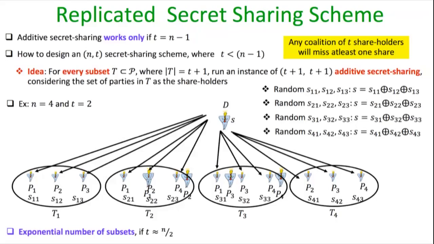Now for the second group, my participants are P1, P2, P4, and I assume that P3 is not in my list, and I pick 3 shares for the same secret S such that these shares sum up to the secret S, and I distribute the 3 shares to the participants P1, P2, P4. Same thing I do for the third group by picking another set of 3 independent shares, and same thing I do for the fourth group by picking another group of 3 independent shares.